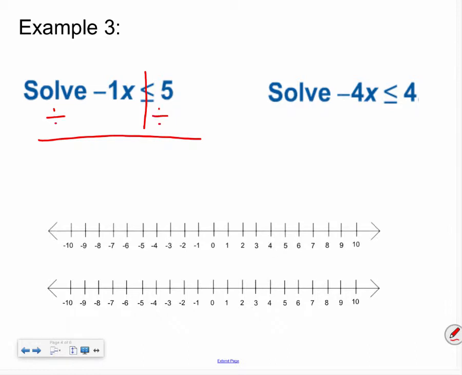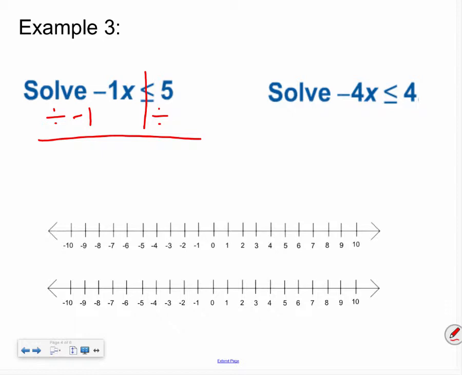What I do to one side, I must do to the other. Now, what am I going to divide by? Am I going to divide by 1, or am I going to divide by negative 1? I want to divide by negative 1. I don't like when my variables are negative. That's just confusing. You always want your variables, your x's, whatever letter they use, to be positive. So we have negative 1x.